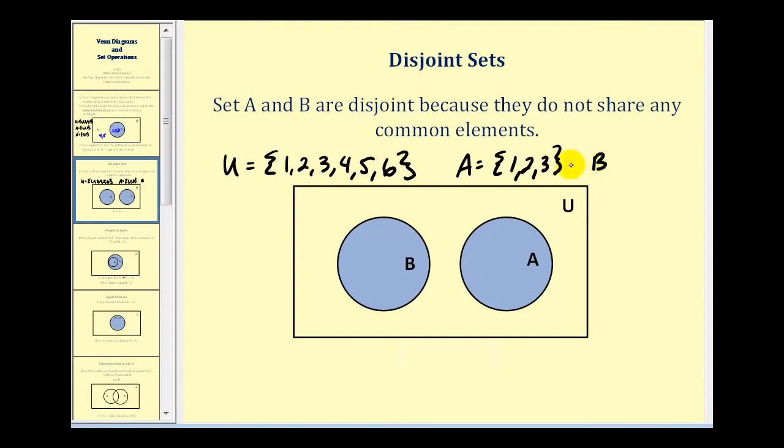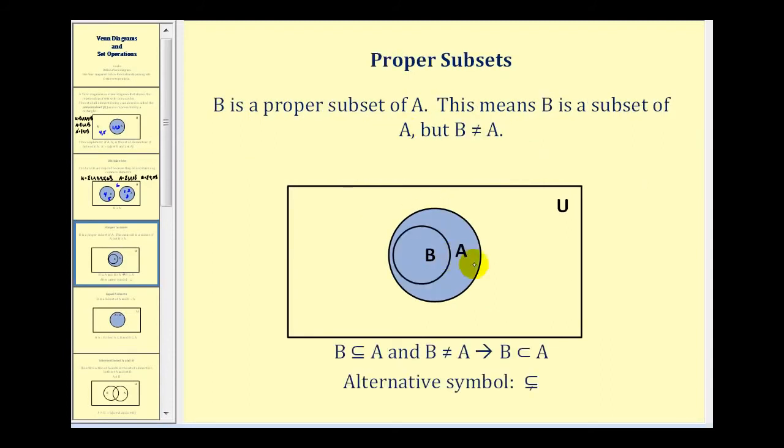set B would not be able to contain 1, 2, or 3, but it would have to contain elements within the universal set. So maybe B would contain 4 and 5. So for the Venn diagram, 1, 2, and 3 would be inside set A, 4 and 5 would be inside set B, and 6 would be outside both circles. In this diagram, B is a proper subset of A.